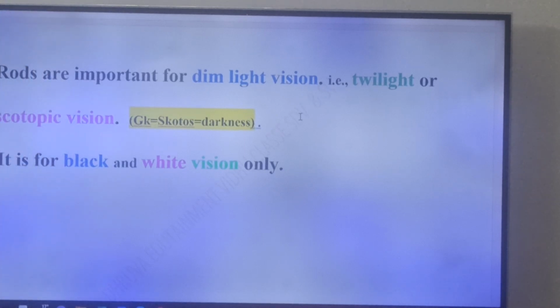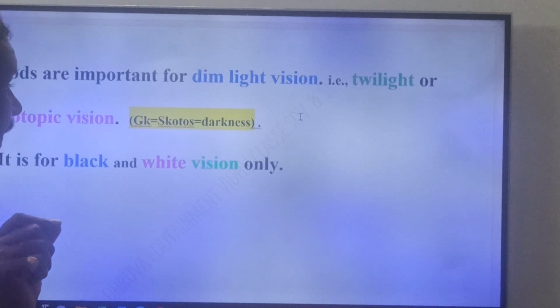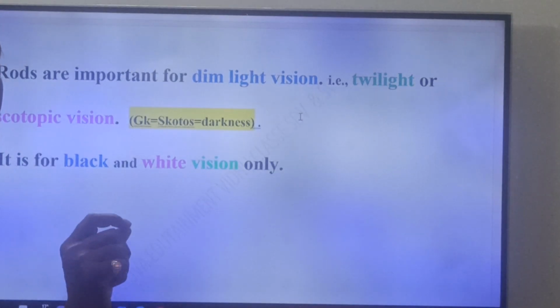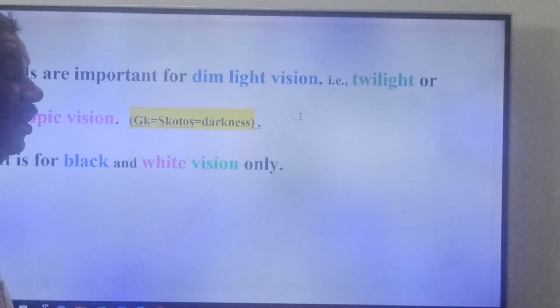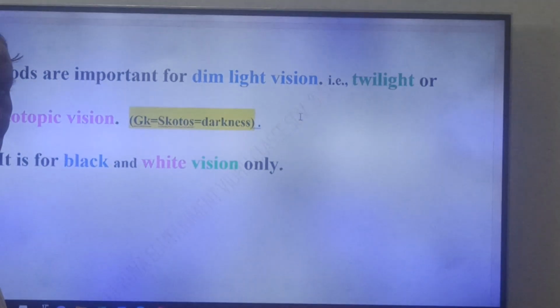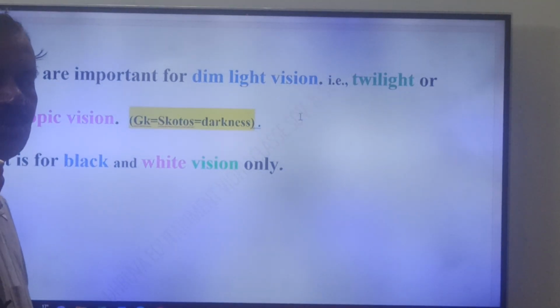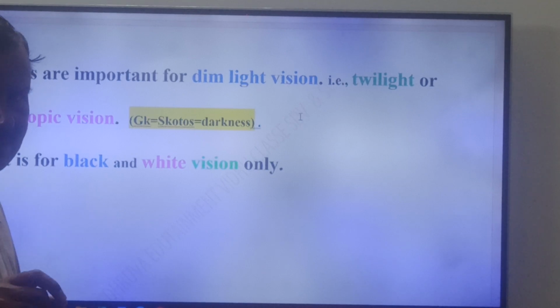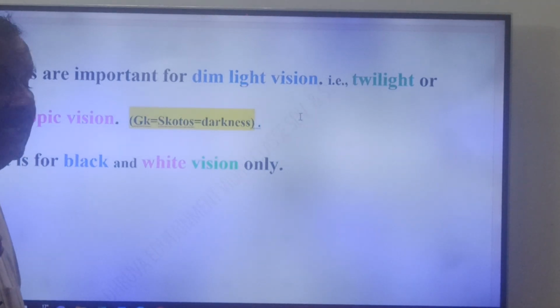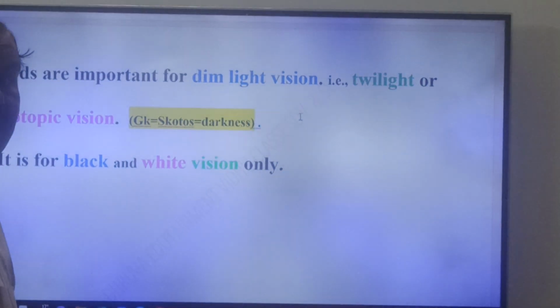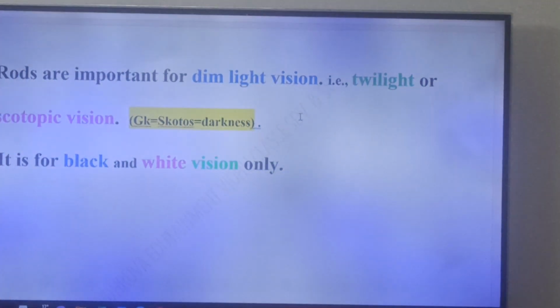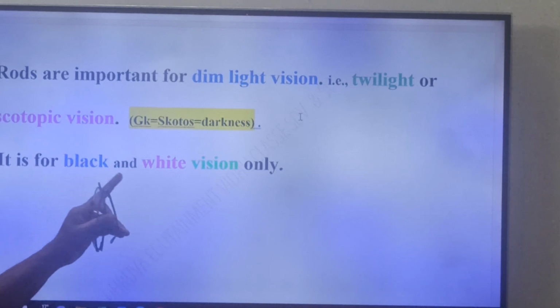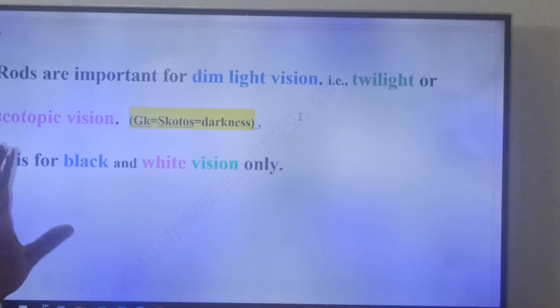Okay, friends. Now, see, friends, rods are important for dim light vision. What is dim light, friends? Twilight or scotopic vision. Friends, scotos means darkness. So, which cells help in scotopic vision? They are rods. Rods help in dim light vision, twilight vision, scotopic vision. In Greek, scotos means what, friends? Darkness.